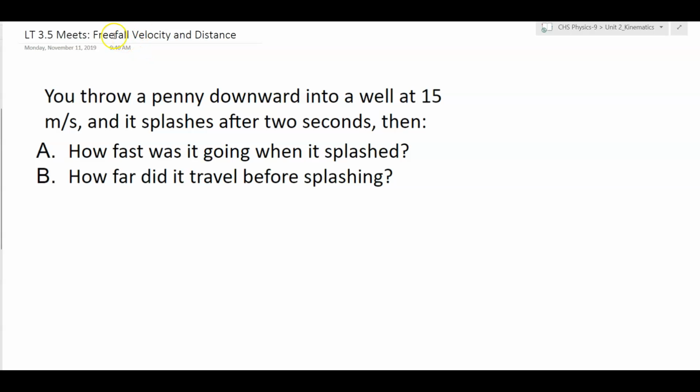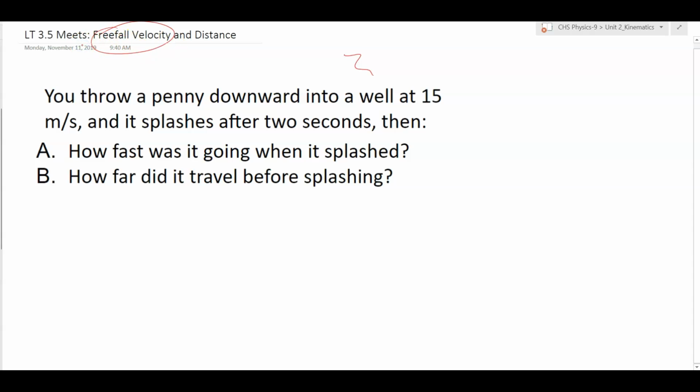Alright, first off, learning target 3.5 is about free fall. And you always have to calculate velocity and distance for your free fall stuff. So it's a little bit more than a typical learning target, where you have two different kinds of calculations you have to do. In this video we're just going to focus on the free fall velocity.